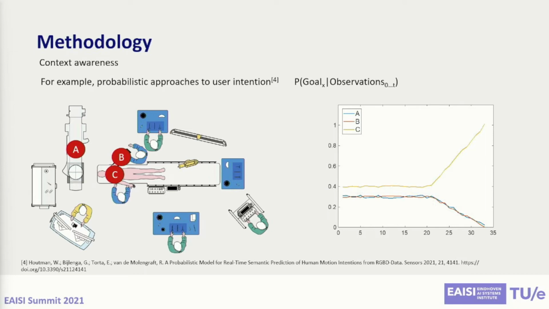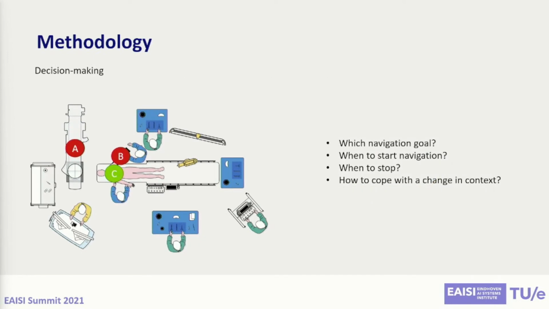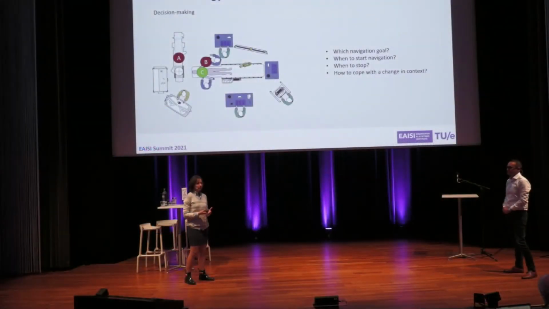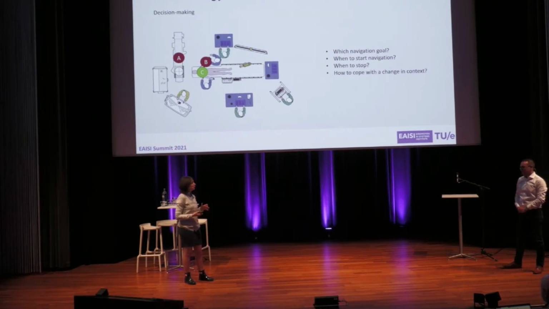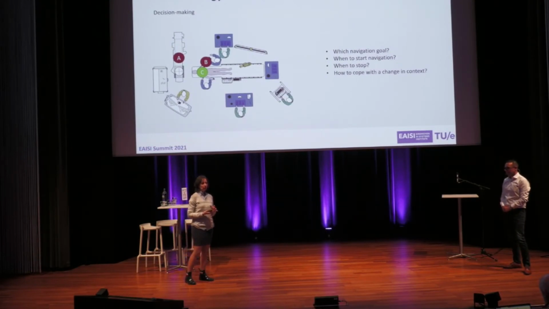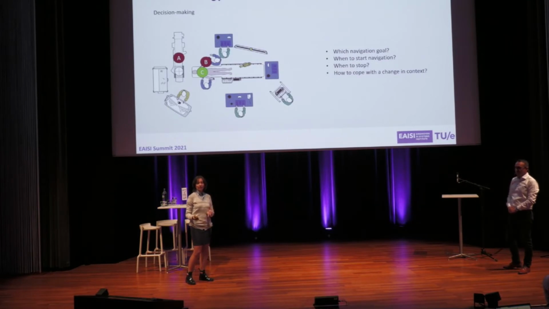Okay, now assume we have a good understanding of what people expect the robot to do. The next question is, what shall the robot do? And this is a typical decision-making problem. Typical questions that we can ask are, to which navigation goal should the robot go? When should the robot start moving? When should the robot stop, because something happened? Perhaps the goal location is obstructed. In general, the fundamental question is, how do we cope with a changing context?